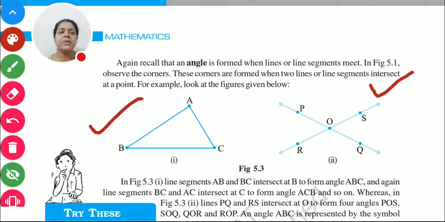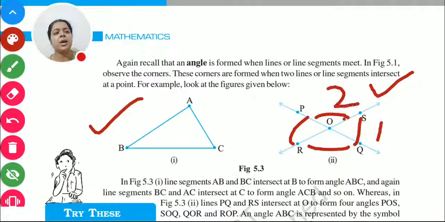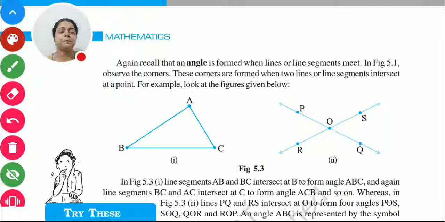In both the cases, we have the angles. Here we are having four angles: angle 1, angle 2, angle 3 and angle 4. Many more angles are there actually, but we are just going for that. So here you just see, we are talking about that if we form this kind of geometrical shape, which is called a triangle, we form it.